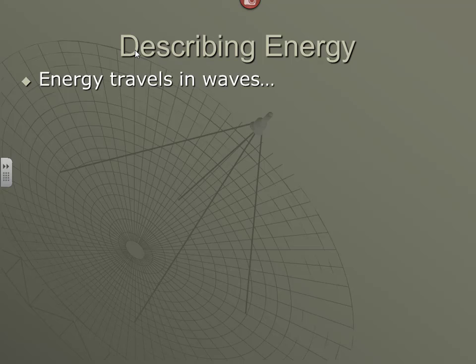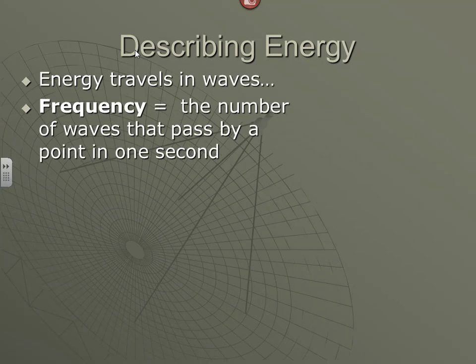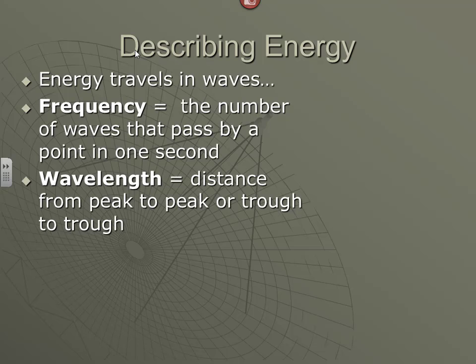Energy travels in waves. So we can describe or measure the frequency, which is the number of waves that pass by a point in 1 second. If you could stand on the beach and count how many ocean waves hit you in a given amount of time, you could translate that into a frequency. Wavelength is the distance from peak to peak. So from the top of one wave to the top of the next, or from trough to trough, which is the bottom of one wave to the bottom of the next.